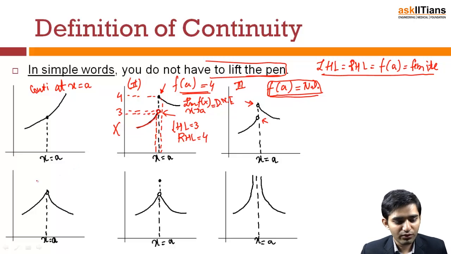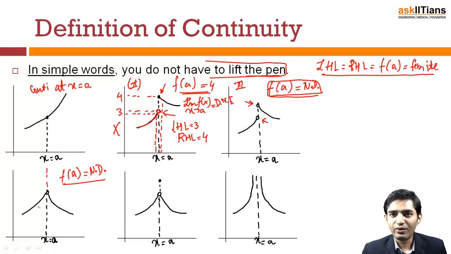Okay, now take the fourth case. Now here we can see, what will be f(a)? f(a) is again not defined because again it is a circle. f(a) is not defined, right? Because at x equal to a I am not getting any value of y. So f(a) is not defined, exactly at a.